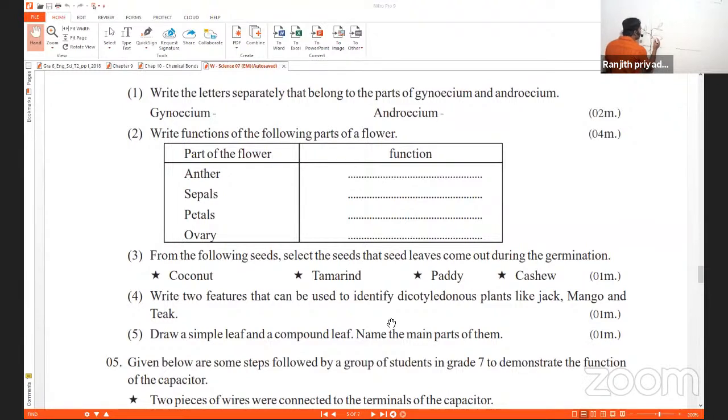Okay, and if you consider leaf venation, I'll draw the other one. I'll draw a tree, shall we?